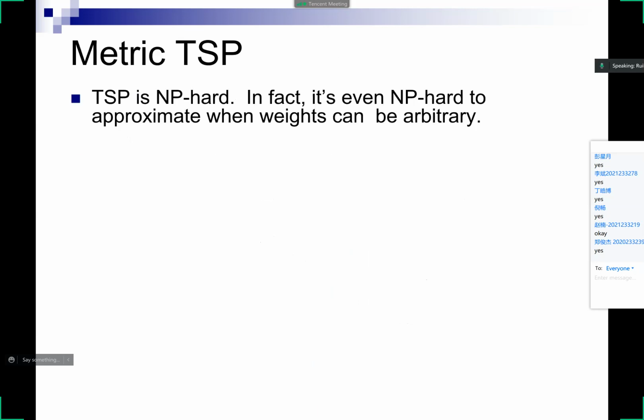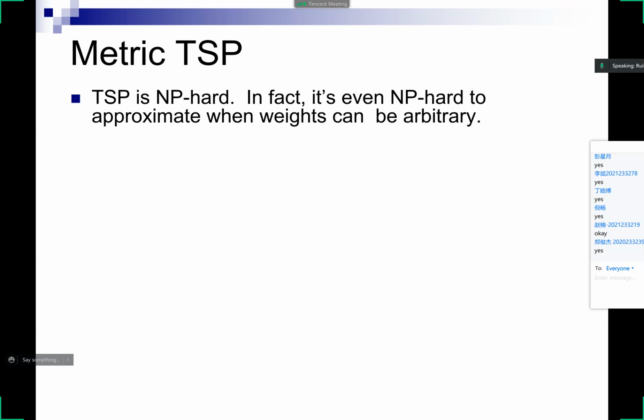Now, the TSP problem is actually NP hard. Furthermore, when you try to solve this problem, you need to make some assumptions. The reason is that if you don't make any assumptions about the problem, for example, if you allow the weights in the graph to be arbitrary, then it's not even possible to approximate this problem. So it's NP hard to approximate if the weights are arbitrary.